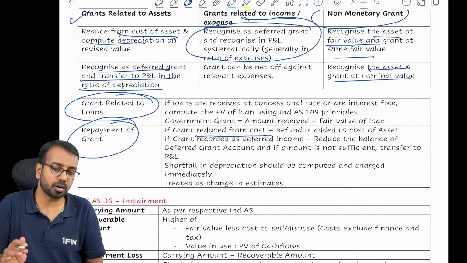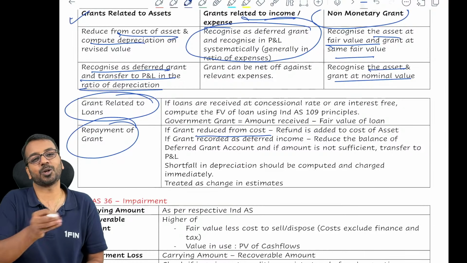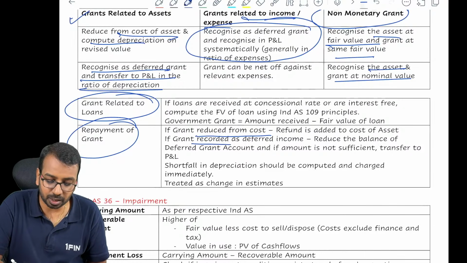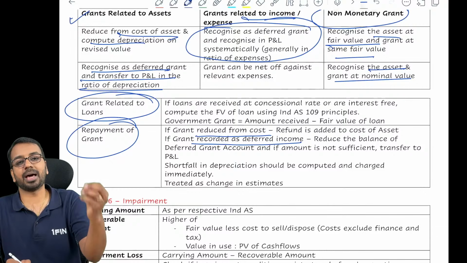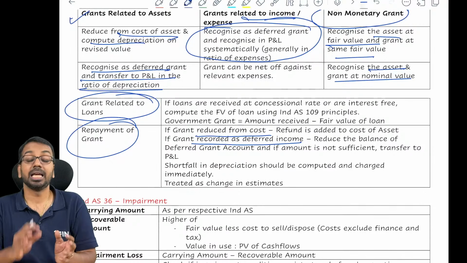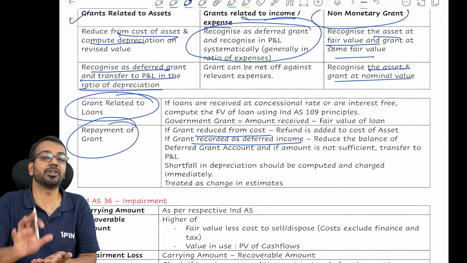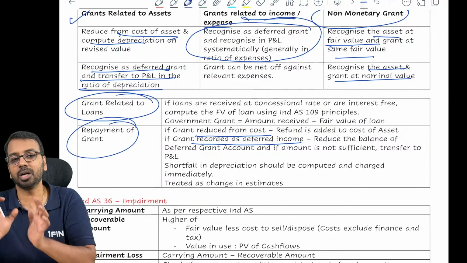If you have reduced it from the cost of the asset, add it back to the cost of the asset. If you have recorded it as deferred income, whatever is the balance in the deferred income, you will debit that. If the balance in deferred income is not sufficient, then you will debit it to the P&L.